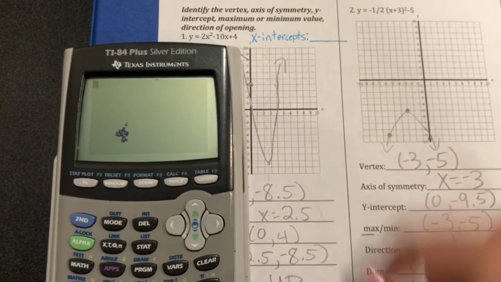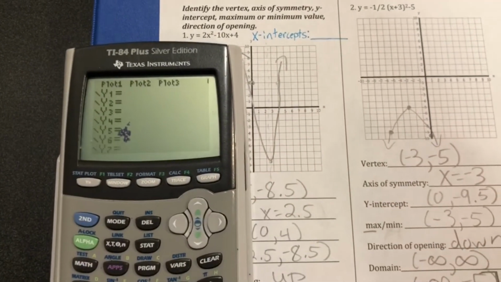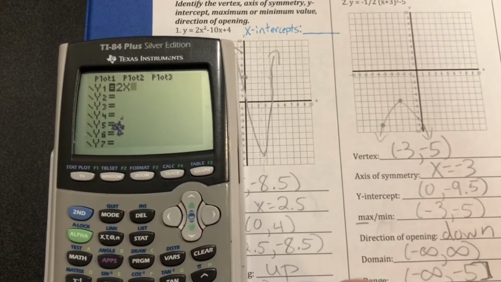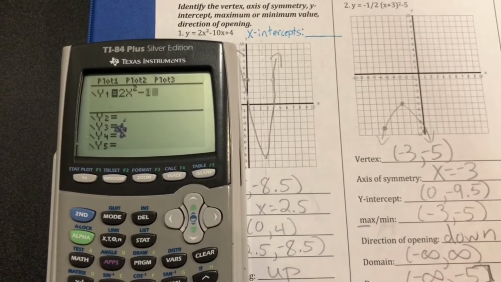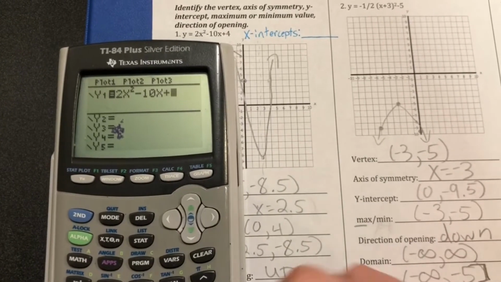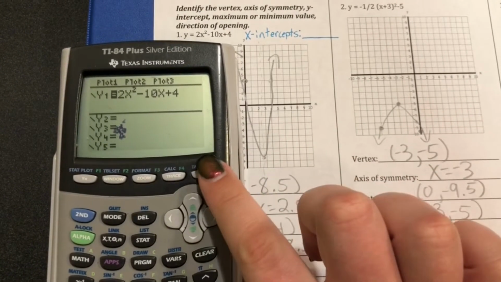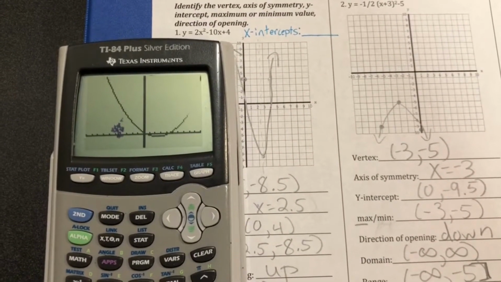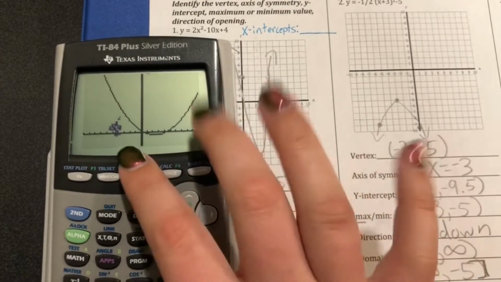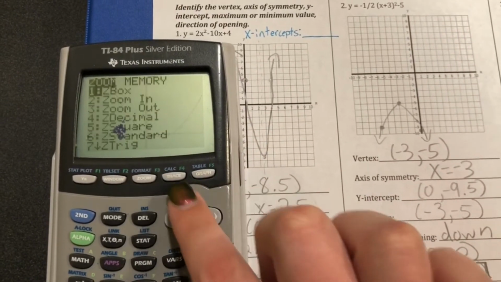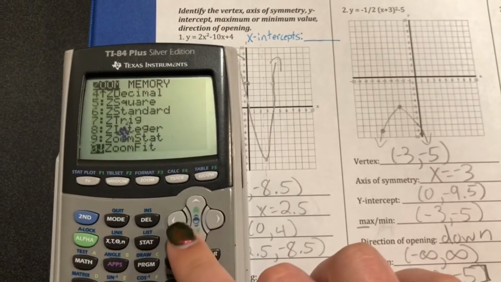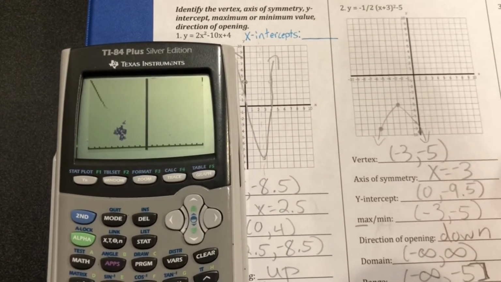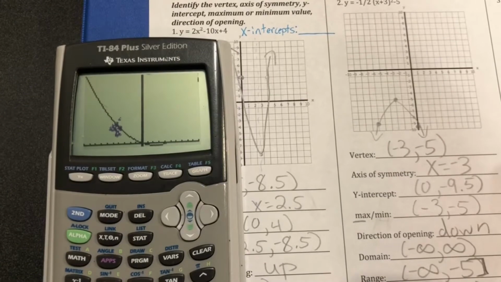To find x-intercepts, you go to y equals, you're going to type in your equation, 2x squared minus 10x plus 4. Then I'm going to hit graph. So that's how our graph looks. To make sure that we're looking at the same thing, you can go to zoom and go down to 0, or just hit 0 for zoom fit. And it looks something like this.